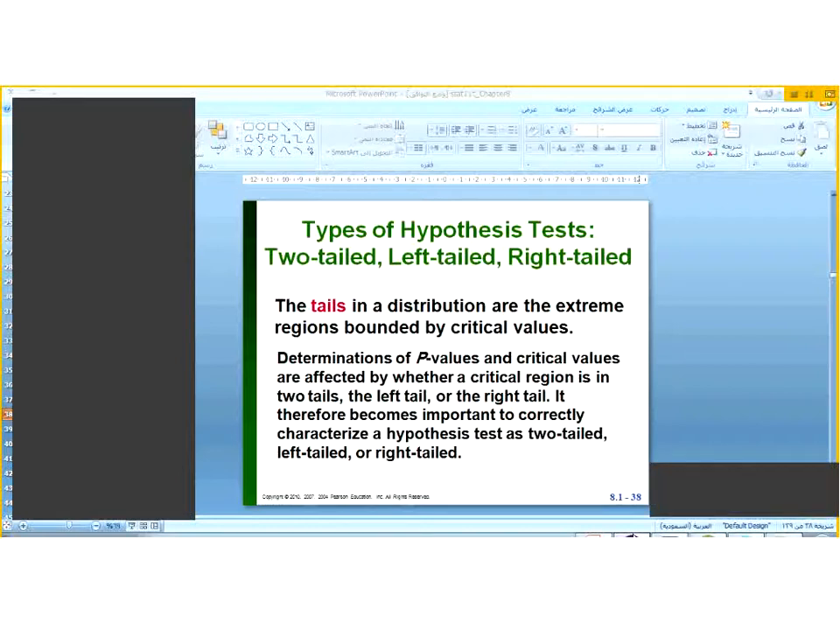So let's remember the steps or the procedure. We learned how to do it in chapter 8. Chapter 8 was about hypothesis testing, right?